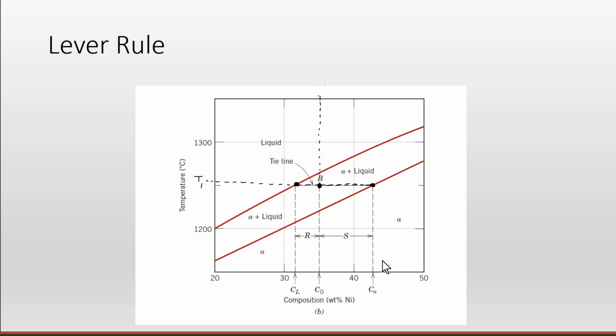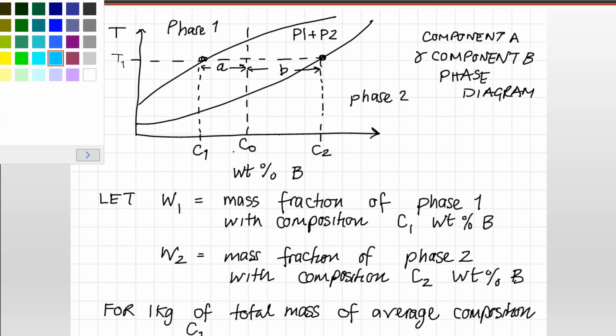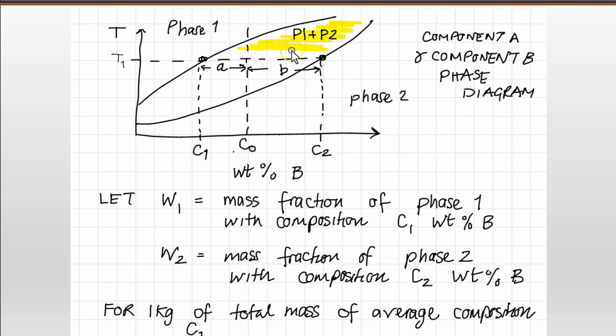So we have the compositions, but perhaps we want to find out what the mass fractions are of each phase. In order to do that, we will use the lever rule. Let's do a derivation of the lever rule. Here we have a section of a hypothetical phase diagram where we have a phase field that contains two phases in equilibrium. Now let's say that the combination of the temperature and the average composition, C sub 0, lies within that phase field with two phases in it.